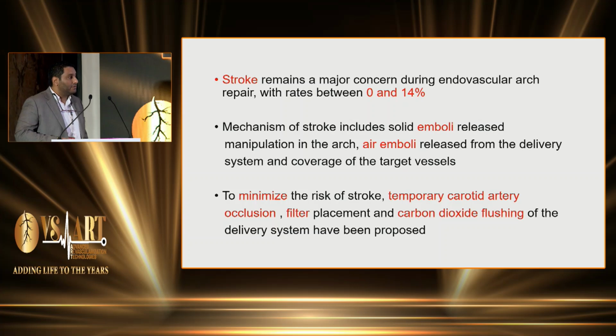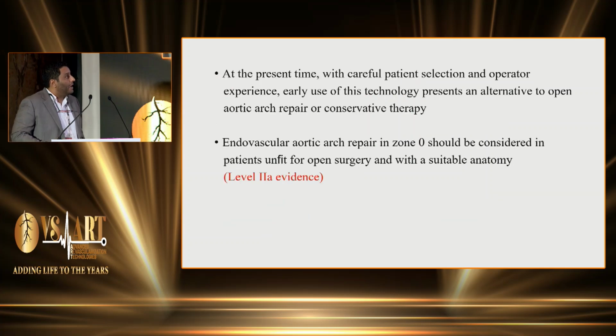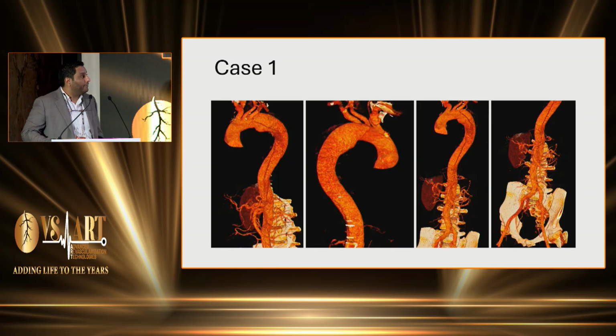And to minimize this risk, we have many measures like temporary carotid occlusion, filter placement, carbon dioxide flushing, and all other things. At the present, we have to be very careful about the patient selection for those techniques, and as we mentioned before, it should be centralized to have a good learning curve and high volume centers. And of course, we have again growing evidence that endovascular aortic arch repair in zone 0 and 1 should be considered in patients that are unfit for open surgery.